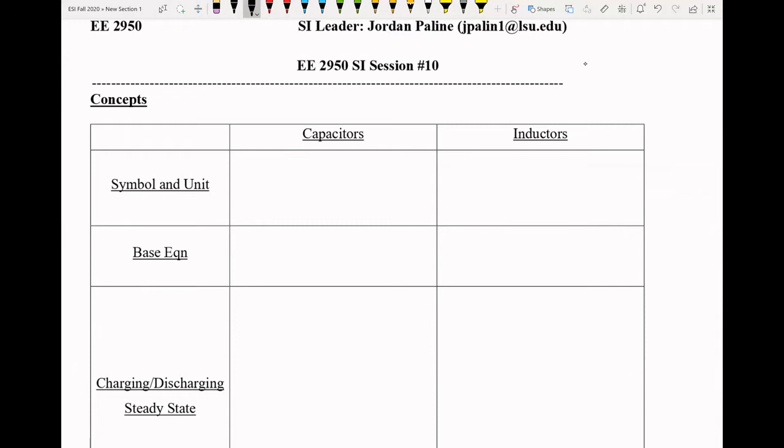So looking at capacitors, we have symbols and units. Our symbol for capacitors is going to be C, and our units for the capacitors is going to be farads. The capacitor is going to be a flat plate and a curved plate, where the flat plate will be the positive, the curved plate will be the negative. And our current will enter through the positive terminal of the capacitor.